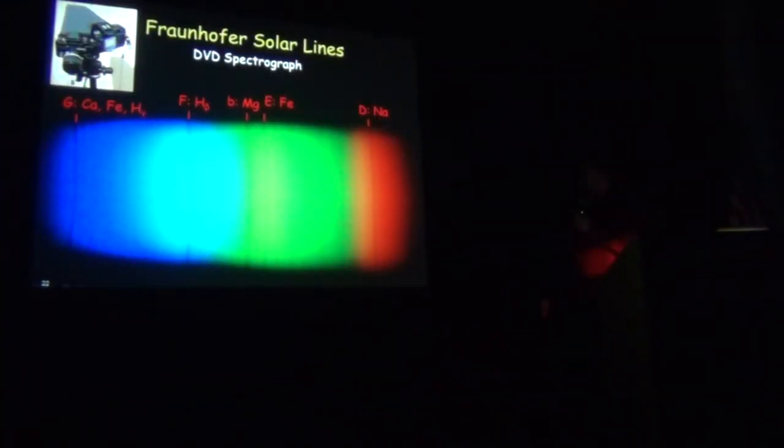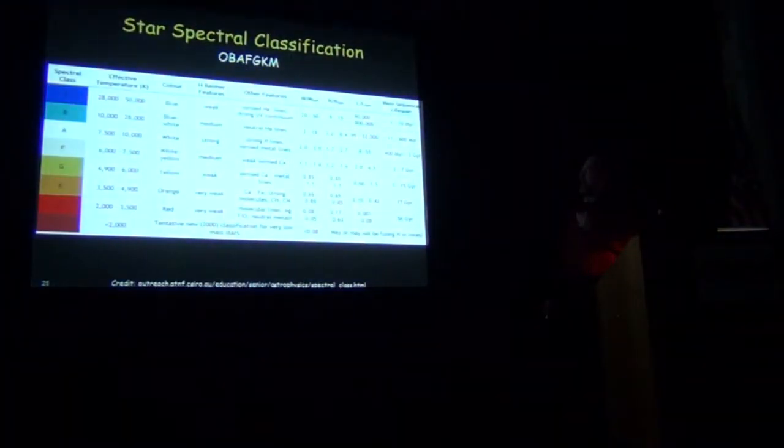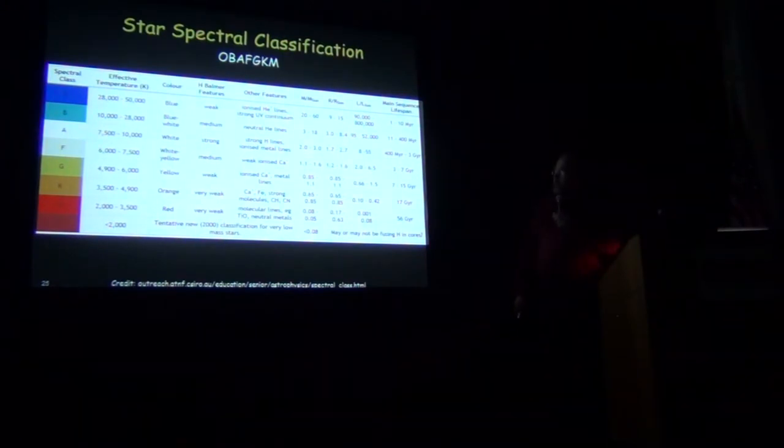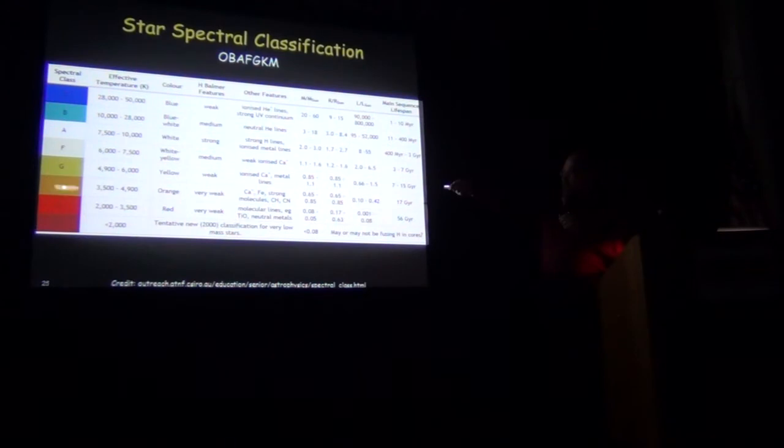Oops, wrong direction. So in summary, O, B, A, F, G, K, M: "Oh Be A Fine Girl, Kiss Me." We're up here at 28,000 to 50,000 Kelvin. And notice how the temperature decreases down here as we get cooler. And notice also the color changes from blue to white, yellow, orange, and red.